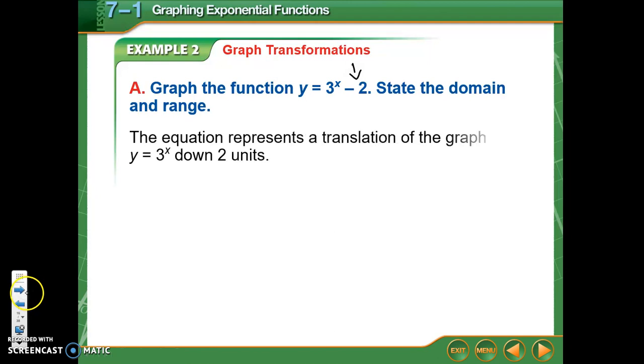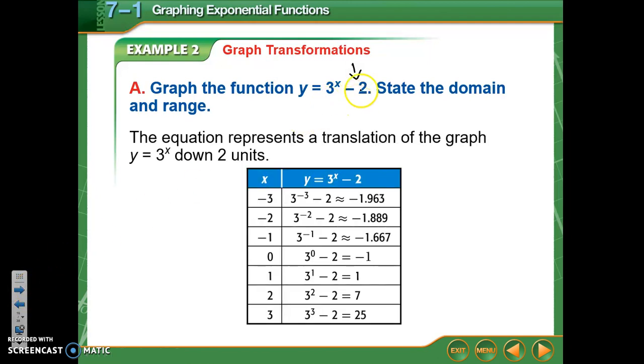Outside of my exponential part, sorry. So this is going to be a translation down 2 units. This graph is going to be 3 to the x like we graphed in your check your progress, but it's just going to be moved down 2 units.